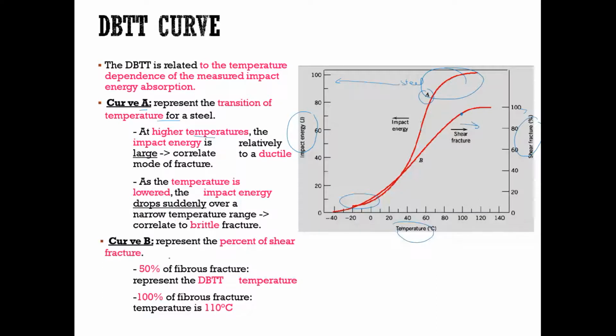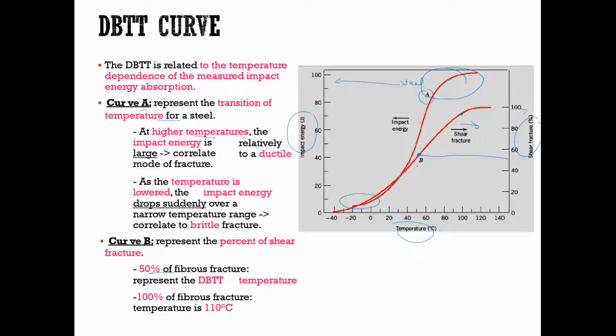So 50% of fibrous fracture represents the DBTT temperature. For example, this is 50%, somewhere here. So it's a fibrous fracture. It's a form of fracture, if we look into the morphology or the end product of the materials.